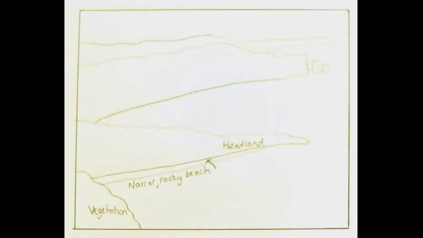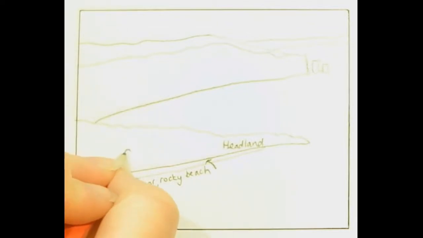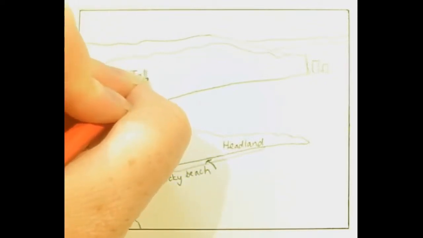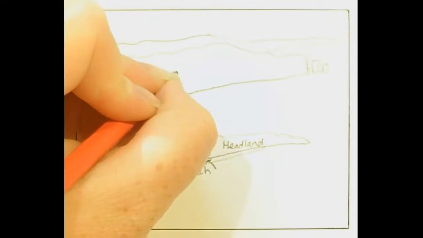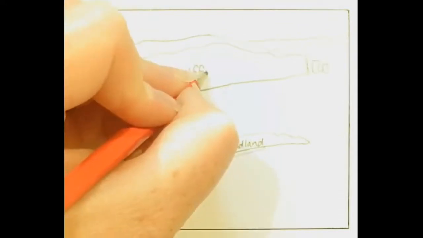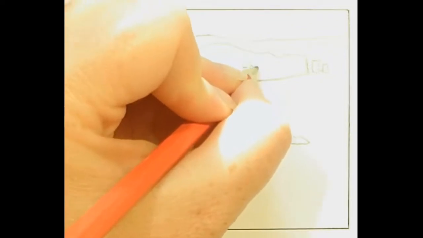This section here was cliffs. These were tall, steep cliffs. You can see they're a different rock type. Tall, steep cliffs. It's our second headland.